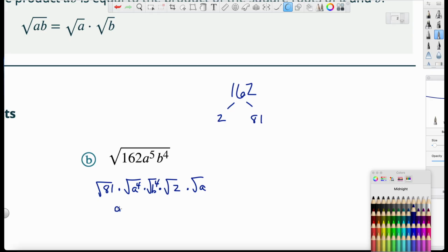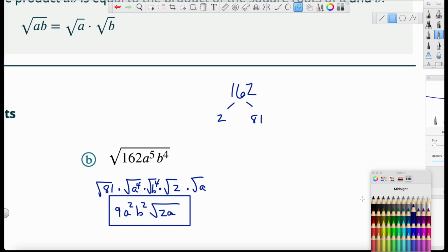So this would be 9, a to the 2nd, b to the 2nd. And then right here, I've got root 2 and root a. I can just put those back together like that. And that is my solution.